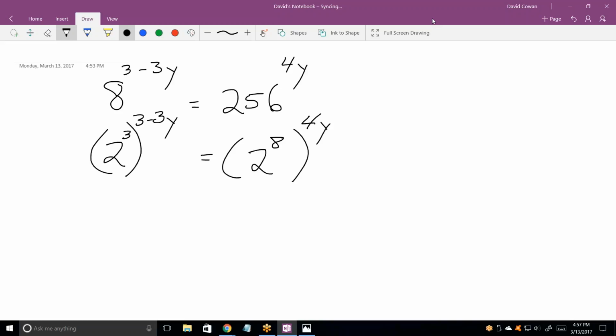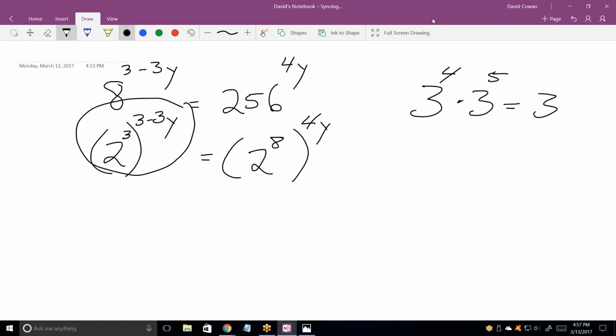Now I can apply my rules of exponents. What's this equal to? I got double exponentiation going on. What do I do with the exponents? Can you add them? Multiply them. Okay. You add them when multiplication is going on. Over here on the right, if I have 3 to the 4th times 3 to the 5th, I add the exponents.